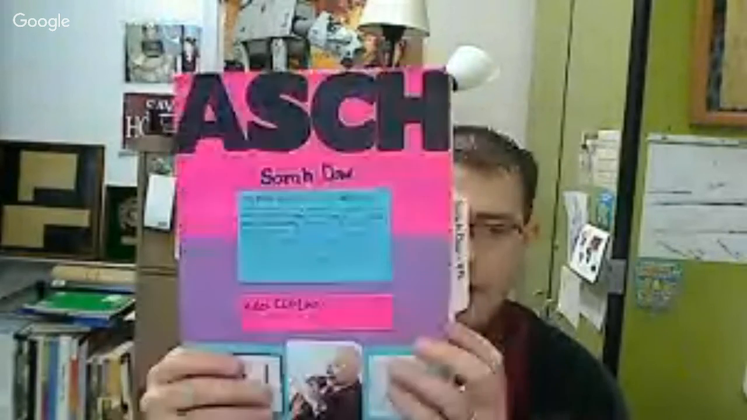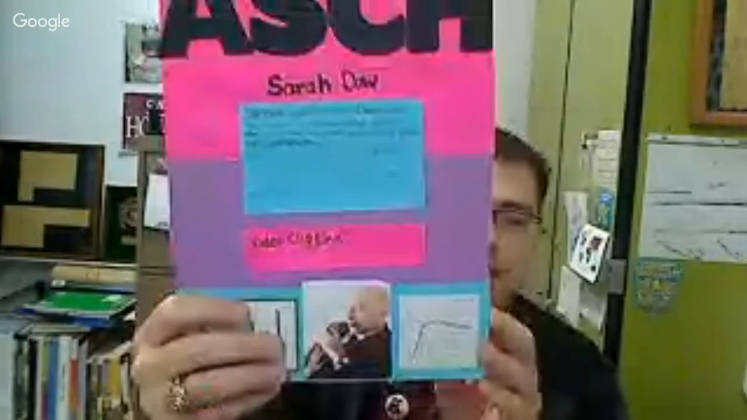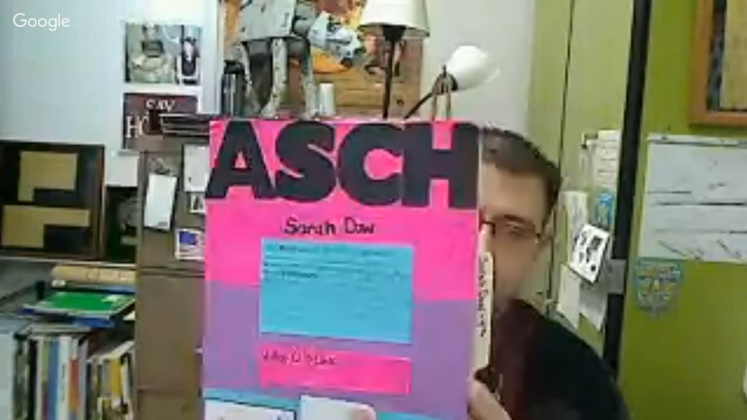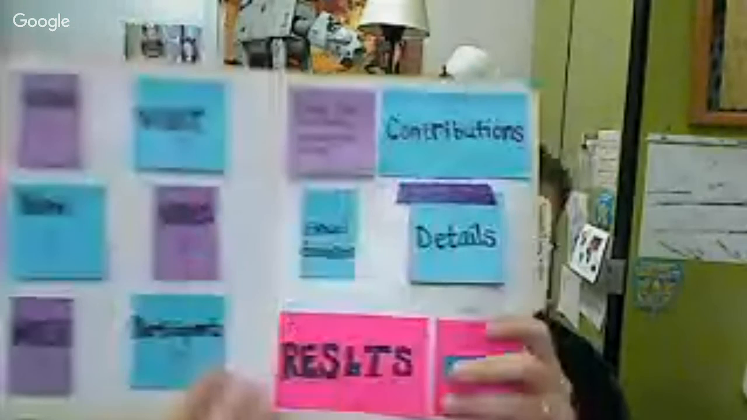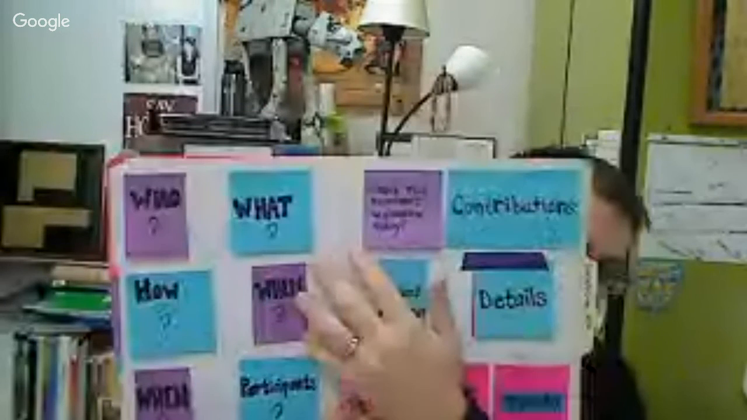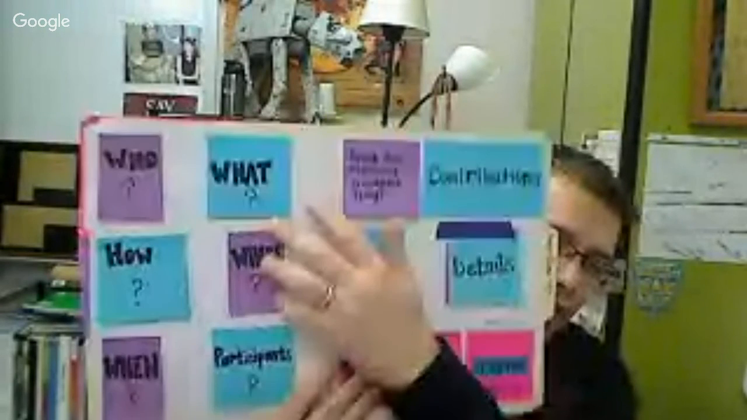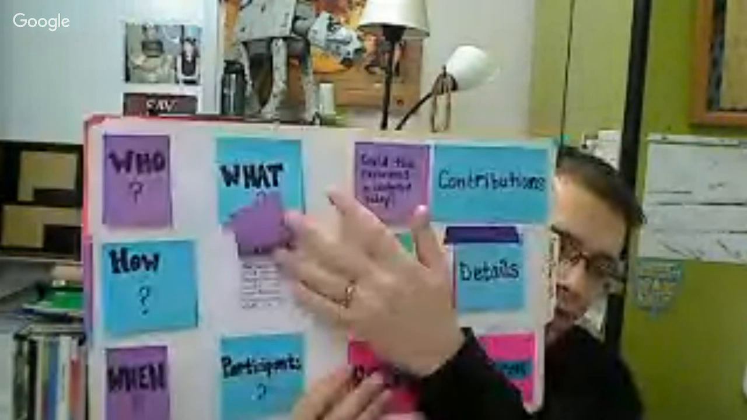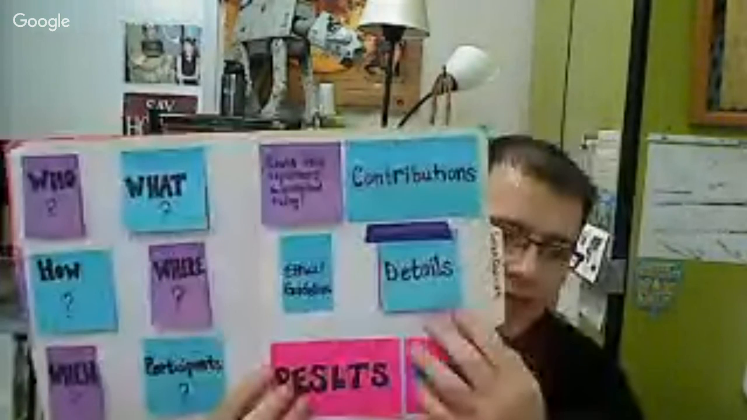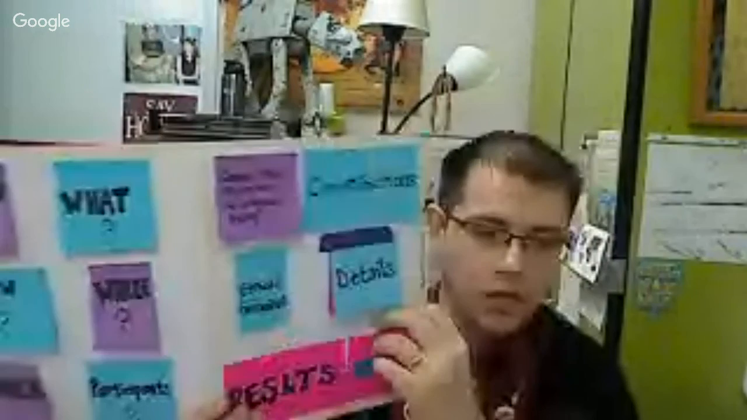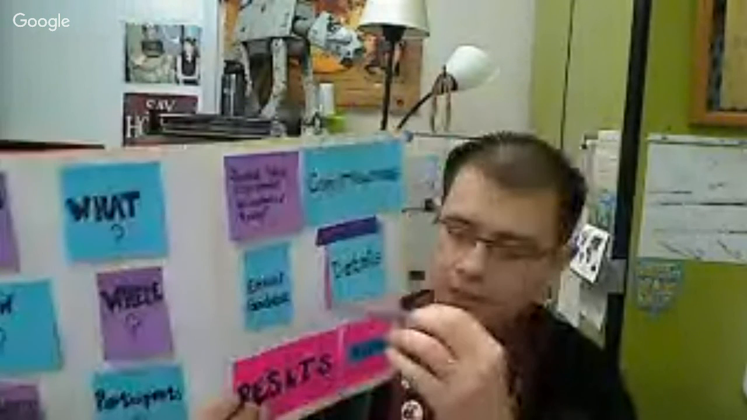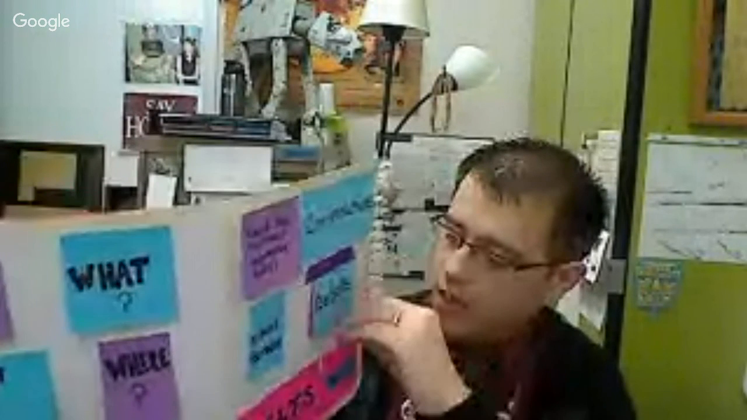Here's one by Sarah Dow, and this is on Asch, who did the Asch conformity experiment. Is he a psychiatrist, I don't know. And so she's got her flaps. Now her flaps for this project were who, what, how, where, when, participants, etc. But you see all that, and then she's got her terms, little flashcards again. So very good. All right, that's it.